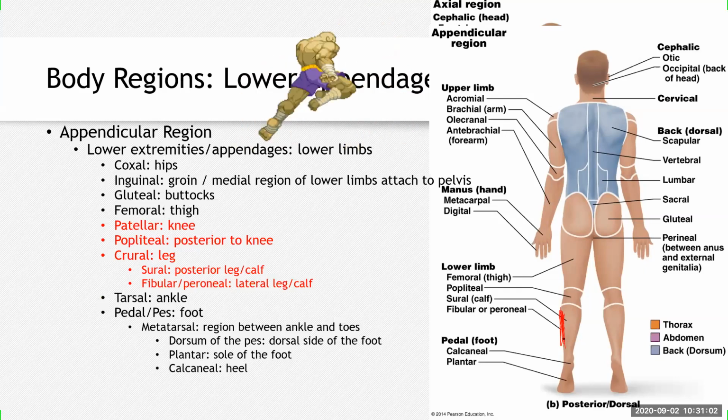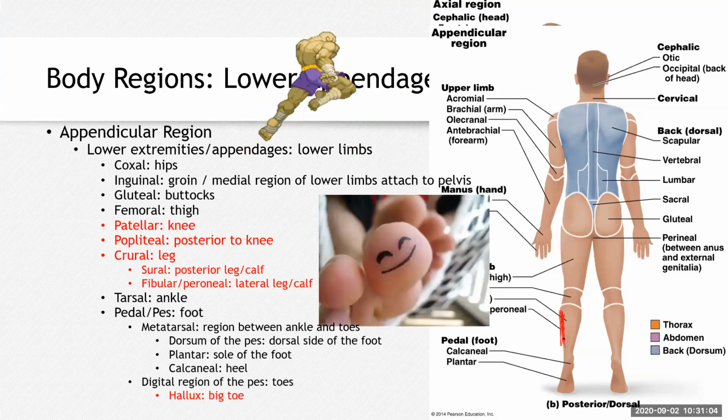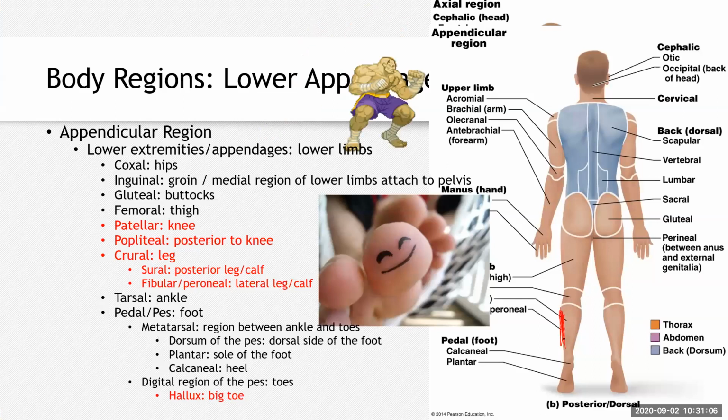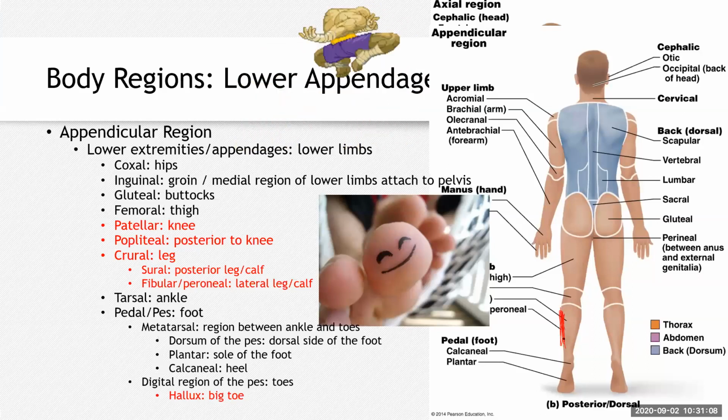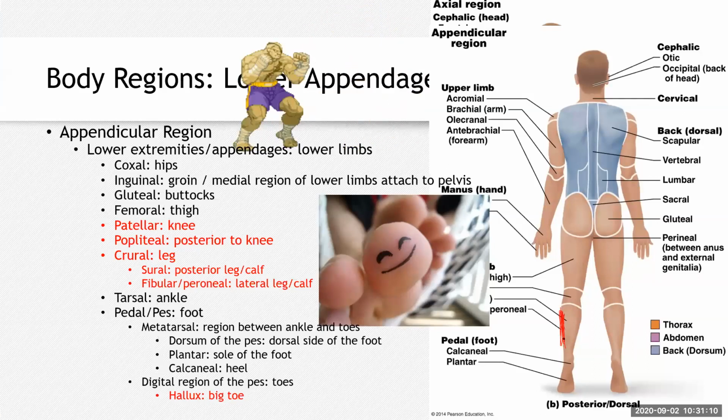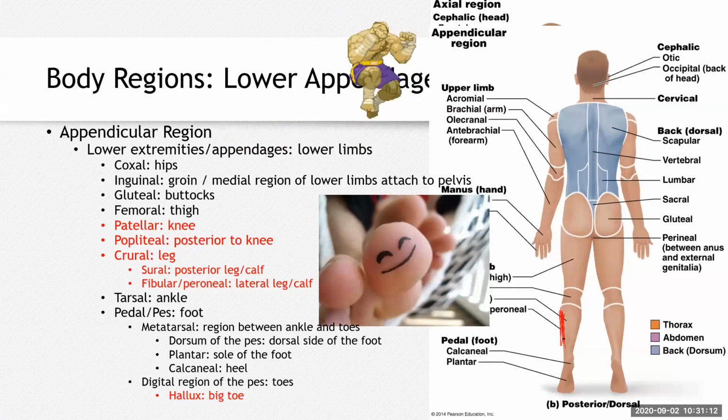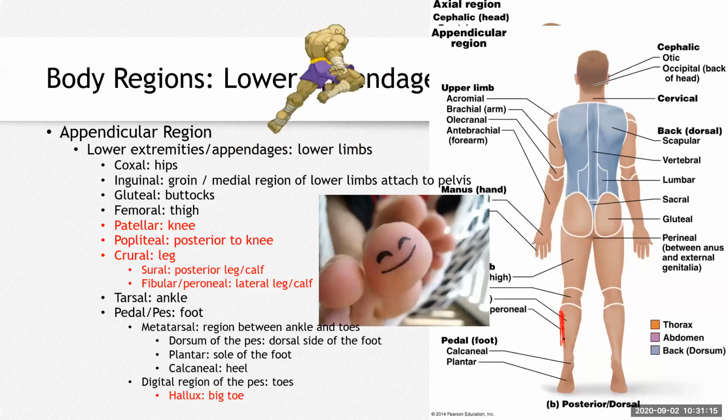And we said earlier on, hallux is the big toe. What was the thumb's name again? What was that other region of the thumb's name again? Yeah, very good.